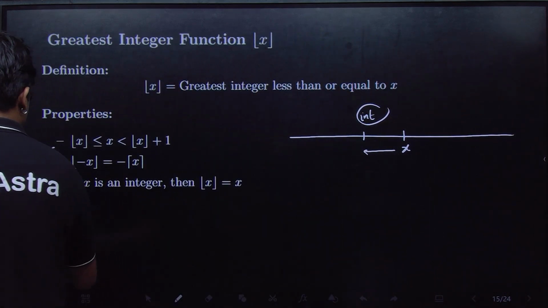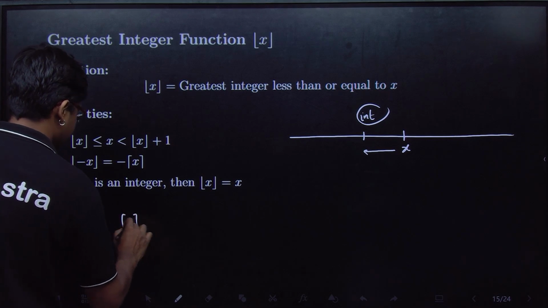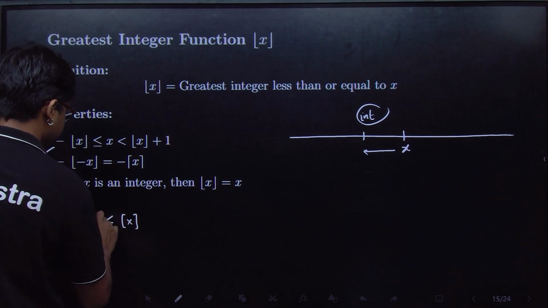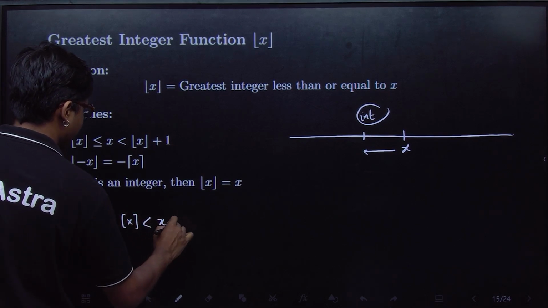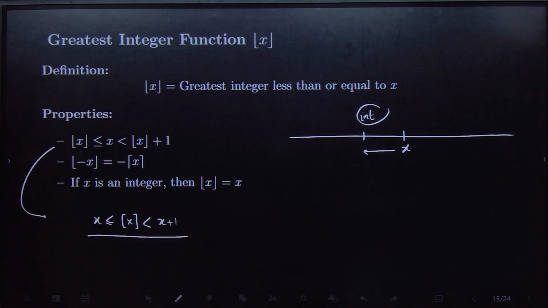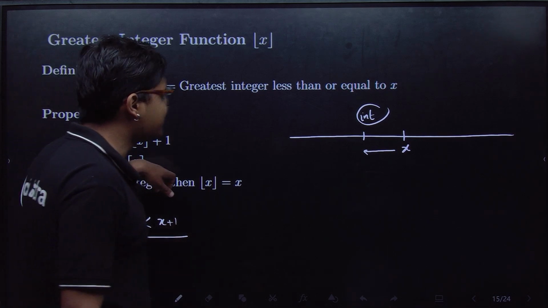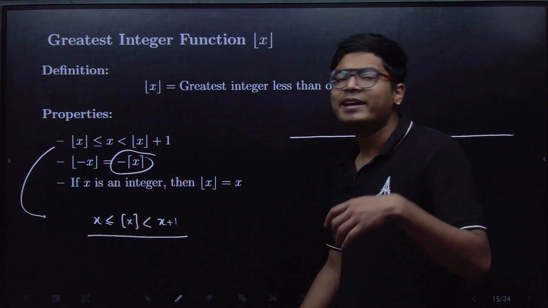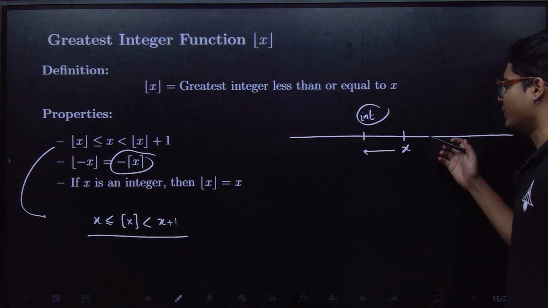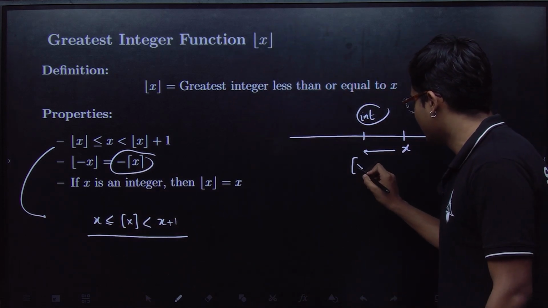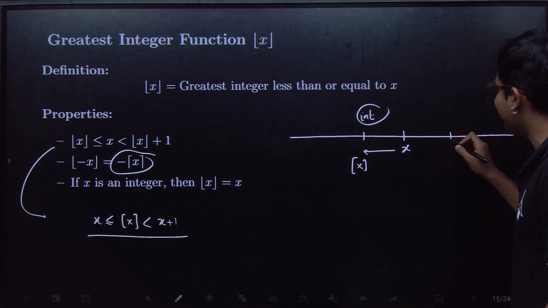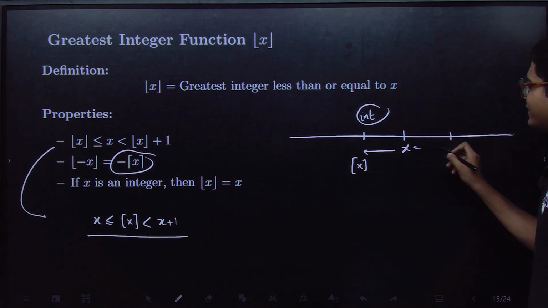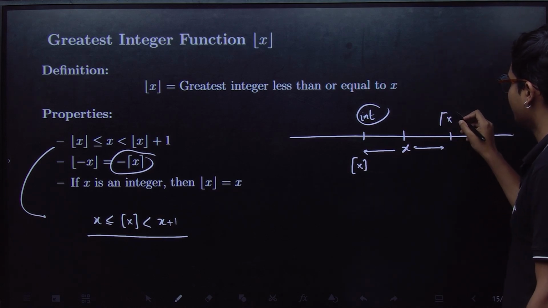You can also say that box x is always greater than or equal to x and less than x plus 1. The second one is box of minus x is minus of ceiling of x. This is different. This is the ceiling function, or the least integer greater than or equal to x. So if this is box x and it's not an integer, find the least integer greater than or equal to x. This gives you ceiling of x.